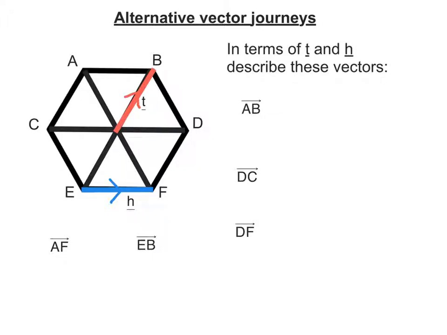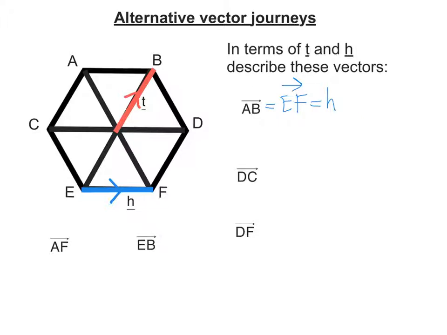So the first one is AB, this one here. Well, AB is parallel to EF, plus it's the same size going in the same direction. So what we could write is that AB is equal to EF, which is just H.